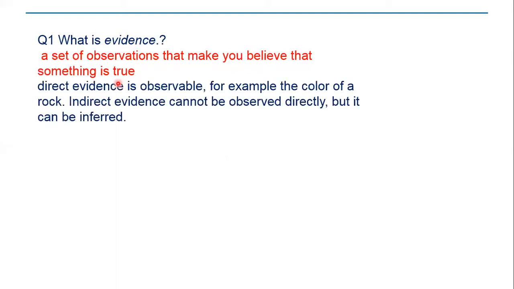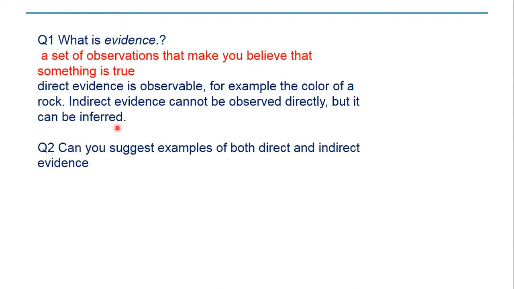Direct evidence is observable, for example, the color of rock. Indirect evidence cannot be observed directly. So, direct evidence is observable, like the color of rock, but indirect evidence cannot be observed directly, but it can be inferred. Can you suggest examples of both direct and indirect evidence?